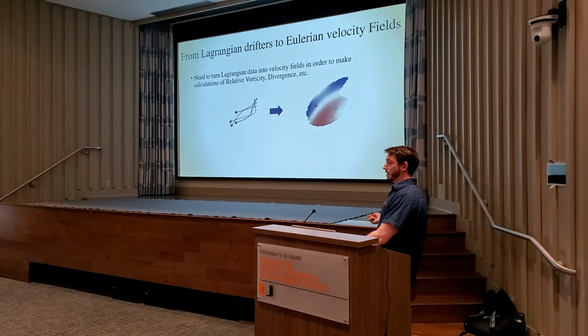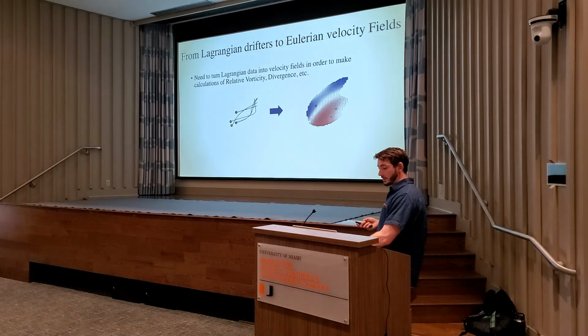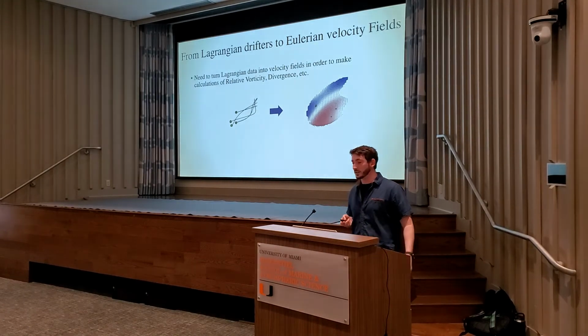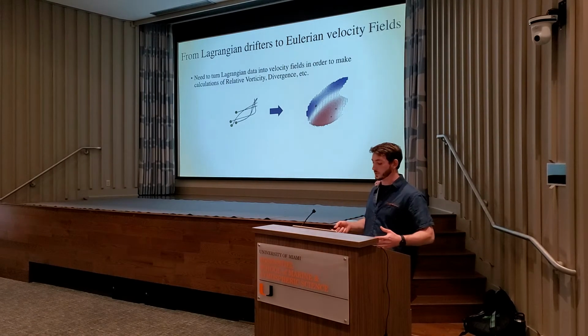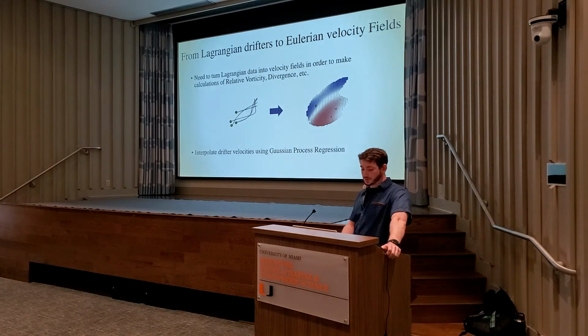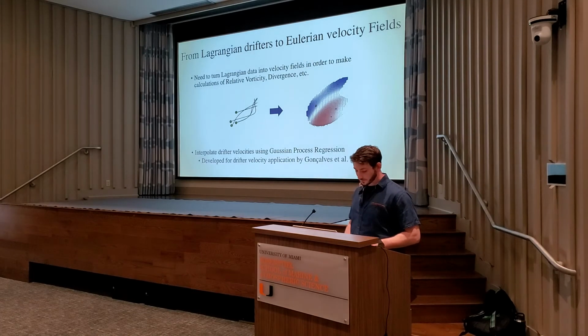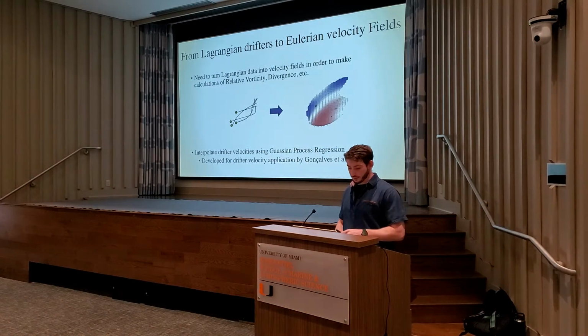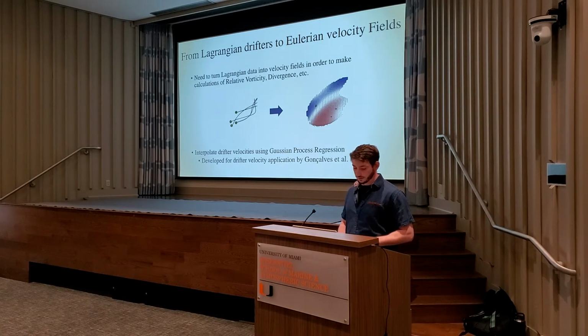to Eulerian velocity fields to be able to calculate these quantities of relative vorticity and divergence on an actual grid. So to do this, we're going to use an interpolation method called Gaussian process regression, which was first developed by Raphael last year and who has handed down the technique to me.